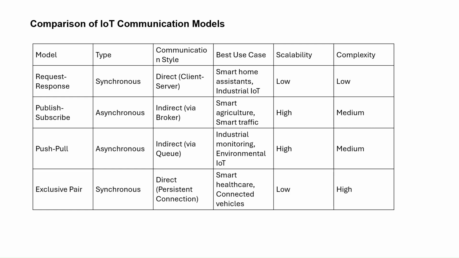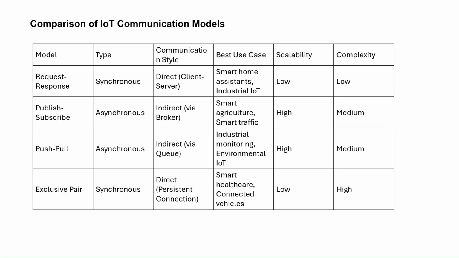The comparison between IoT communication models: request response model is synchronous communication, where the server and client communicate directly without any kind of buffer or memory intermediate between them. The best use cases are smartphone assistants and industrial IoT. Scalability is low, complexity is low. And the second one is the publish subscriber model, where the type is asynchronous.